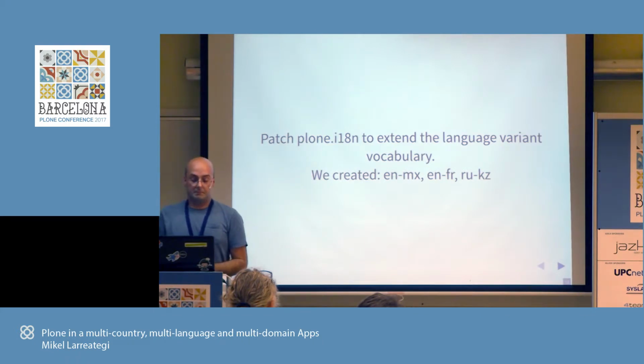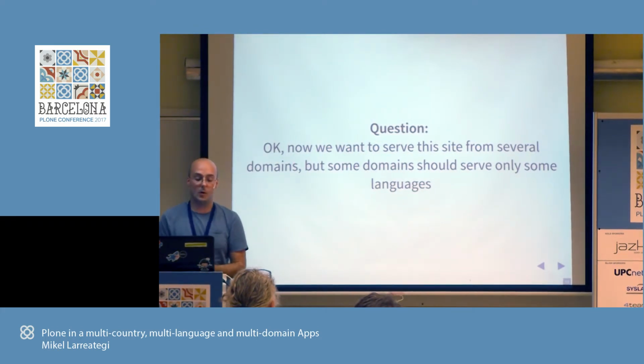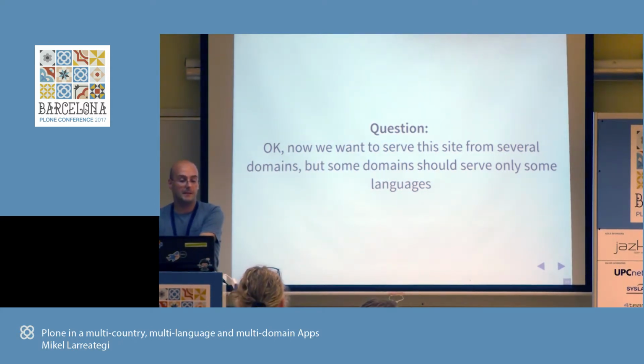Okay, that was one of the easiest parts, and then the next point was, okay, we want to serve this from several domains. I don't want to have mysite.com for all my languages. I want to have mysite.mexico only with languages for Mexico, or mysite.es only with Spanish content or Catalan content. Some domains should serve only some languages.